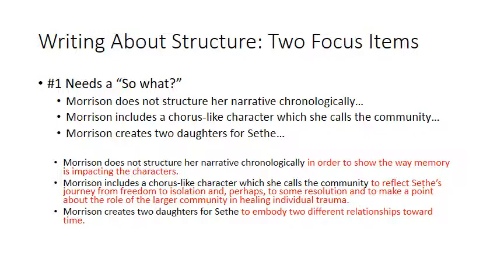And finally, Morrison creates two daughters for Sethe to embody two different relationships toward time. Once again, your plan is clear. You've got to have one paragraph about Beloved, one paragraph about Denver, and probably a conclusion that compares them. And in each case, you're going to show how the daughters embodied Sethe's different relationships toward her past or the future.